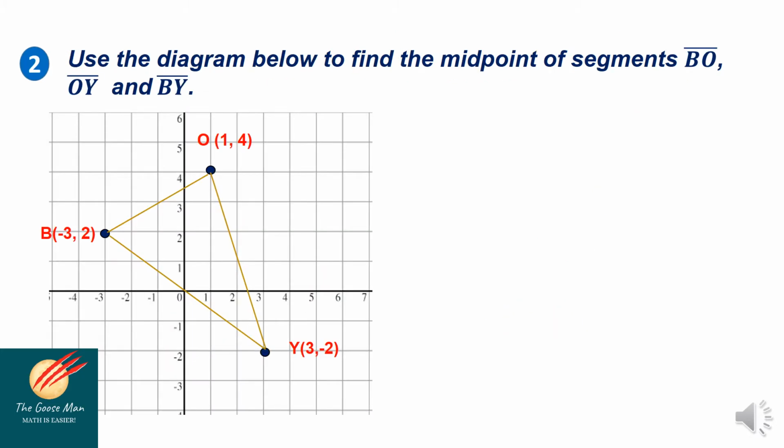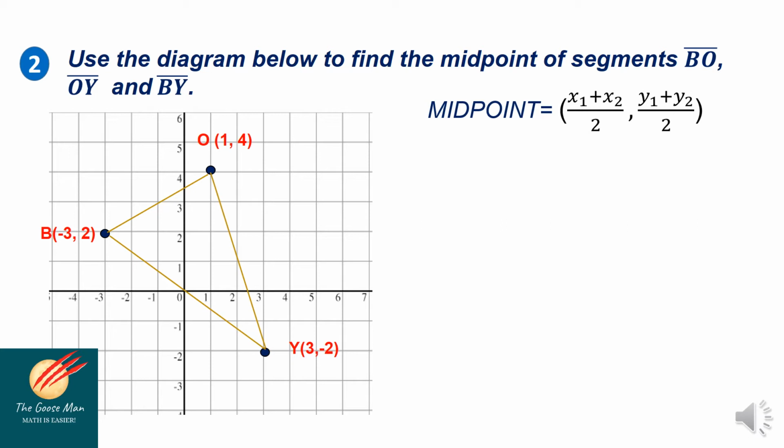So let's move on to the second problem. Use the diagram below to find the midpoints of the segments BO, OY, and BY. So let's look closely at the Cartesian plane. B has the coordinates of negative 3, 2, while O has the coordinates of 1, 4, and Y has the coordinates of 3, negative 2. So remember that the midpoint formula is x sub 1 plus x sub 2 all over 2, comma, y sub 1 plus y sub 2 all over 2.